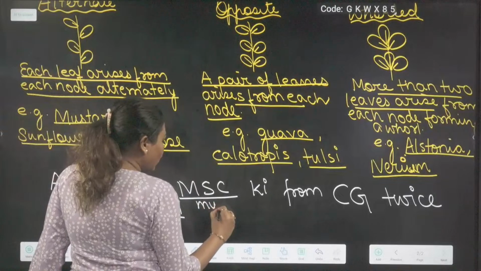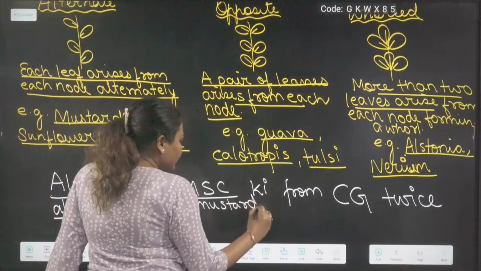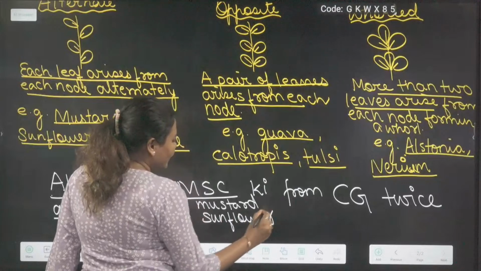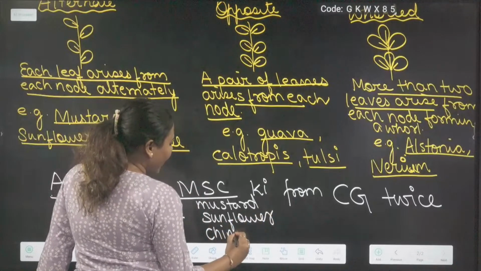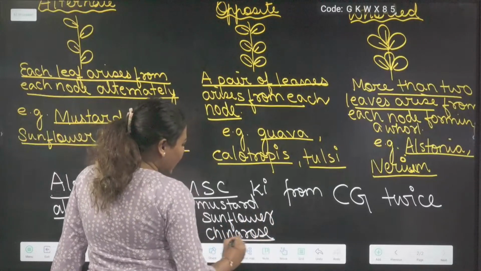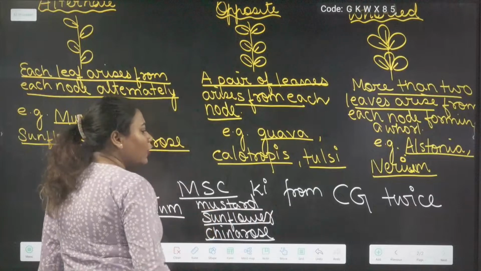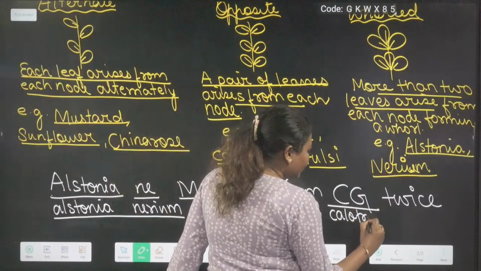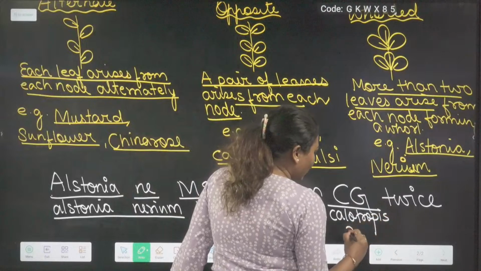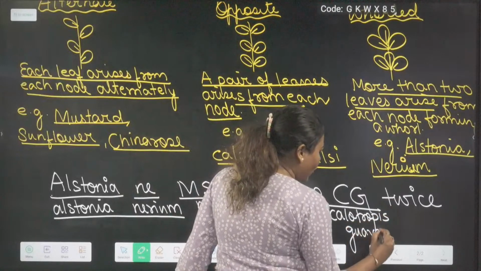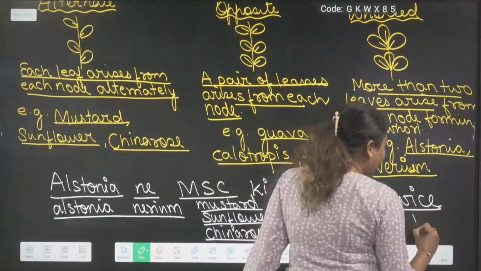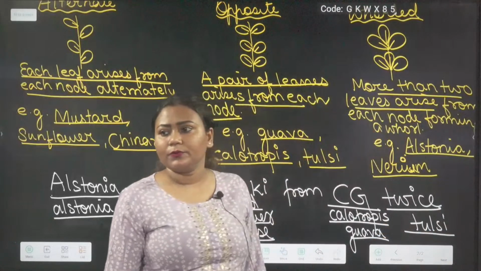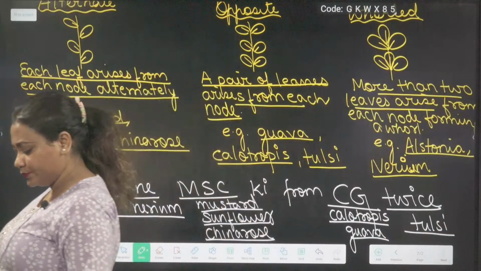Next, mustard, sunflower, China rose are alternate Phyllotaxy. Phyllotaxy means the arrangement of leaves and not petals. CG means Calotropis and guava, examples of opposite Phyllotaxy. And twice means Tulsi. Please note it down.